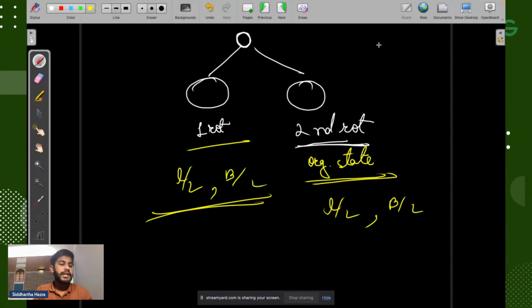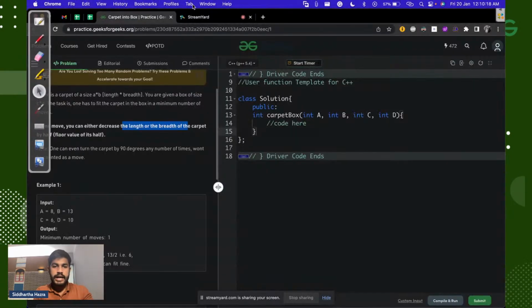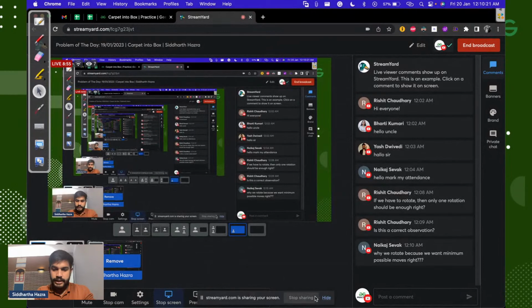Give me a quick yes or no, and then I would move forward to the implementation. I think we are pretty good to go. Let me just share the tab itself so that you would have better visibility. So stop sharing.